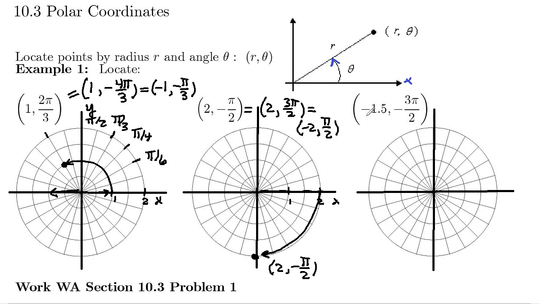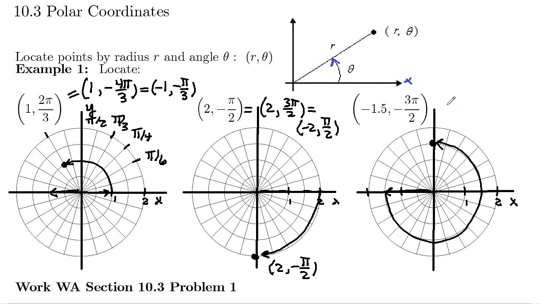And then this one, negative 1.5, negative 3 pi over 2. So negative 1.5, we are going to go out. This is 1, 2. So negative 1.5 would be right here. So I'm going to go out to here. And then negative angle is clockwise, 3 pi over 2. So pi over 2, pi, 3 pi over 2. So it'd be this point right here.